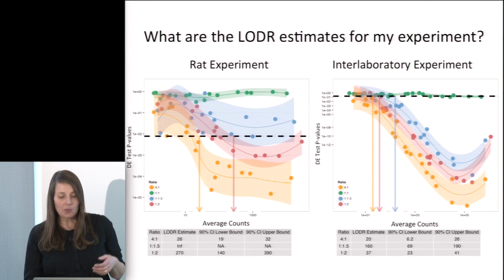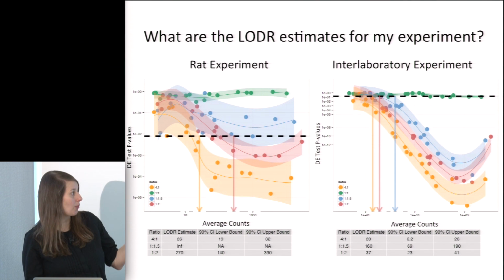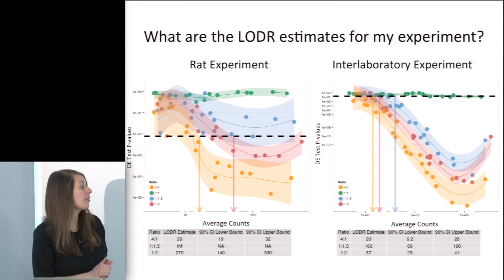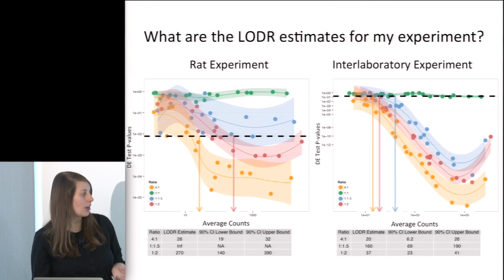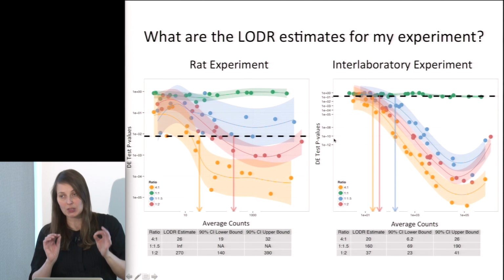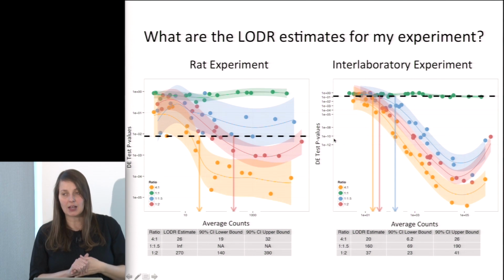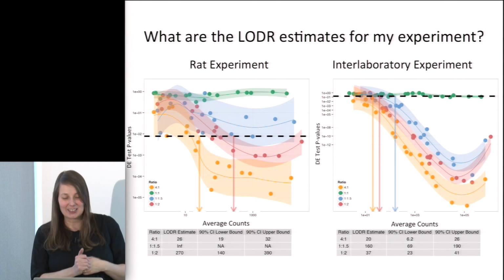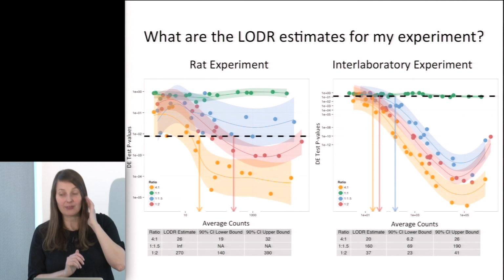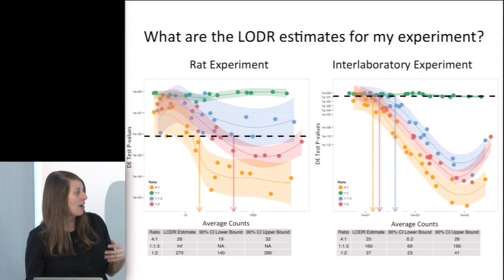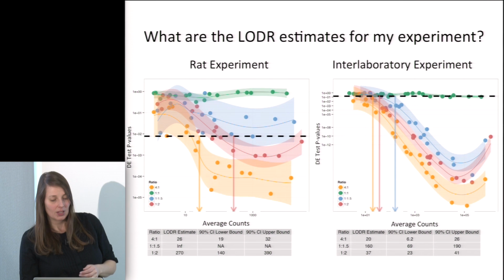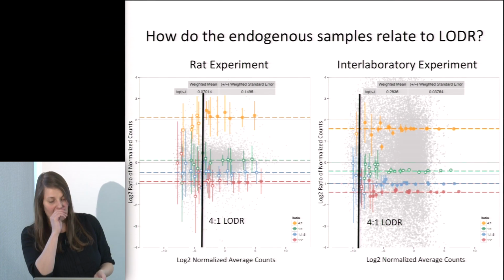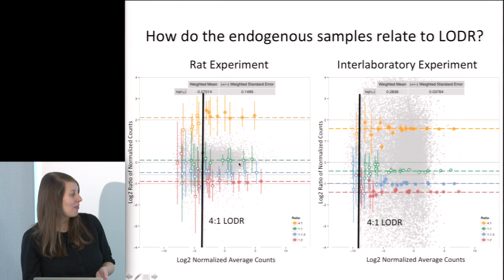And so, again, just to show you what this LODR estimate looks like for the interlaboratory experiment in comparison to the rat experiment, you can see that the p-values are much, much smaller in this experiment because the sample types are very, very different. So it's much easier to find differences in this experiment than in the rat experiment, where most transcripts are not differentially expressed.